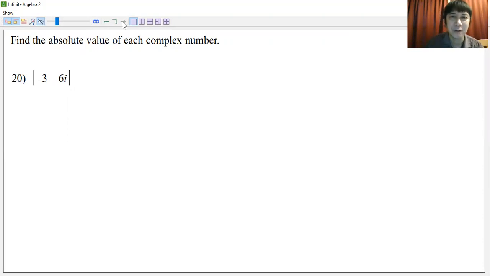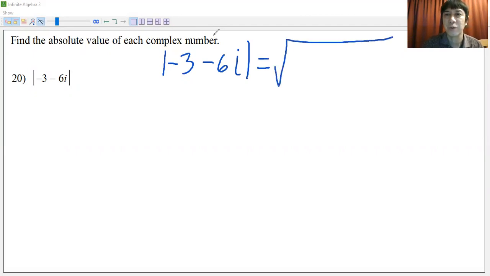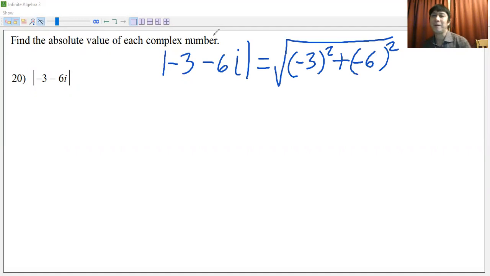Find the absolute value of -3 minus 6i. Okay, so we will make use of the square root of -3 squared plus -6 squared. There. Okay. Do we have a common number? Yes, we do. The 3. Okay. 6 has a number 3. So that's 2 times 3. So we have a common number here.